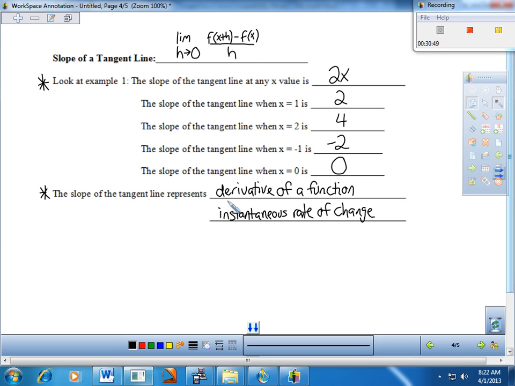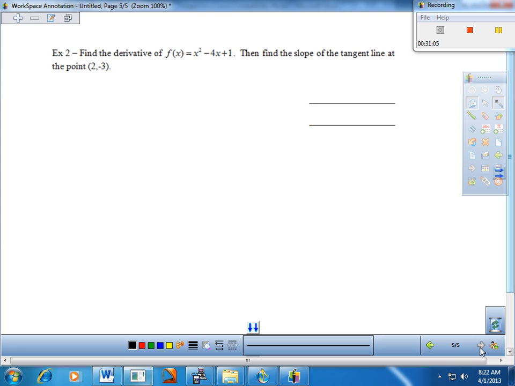Obviously, anytime you've ever talked about slope, it's between 2 points. In this case, it's not. It's at a single point. Okay. So guys, let's just wrap it up with one more, and I think this is great. So example 2 says, find the derivative of this quadratic function right here, then find the slope of the tangent line at a particular point.